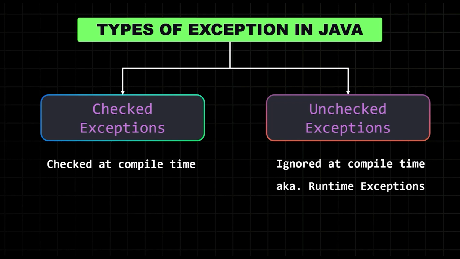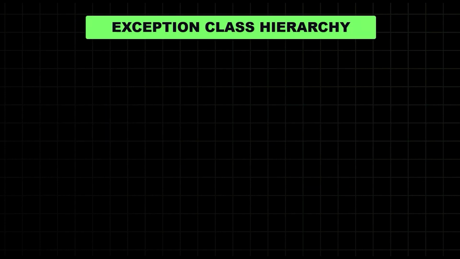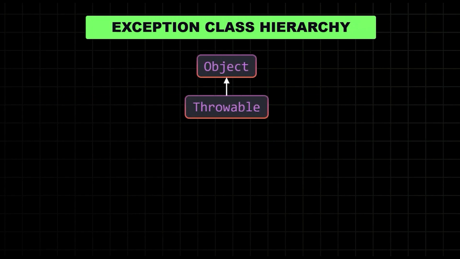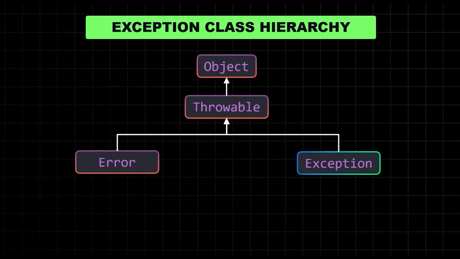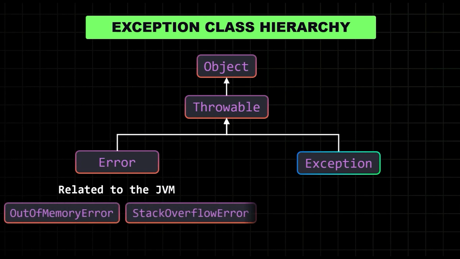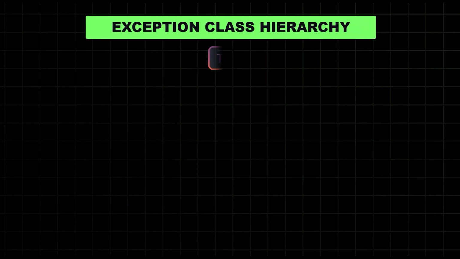But to understand them better, we must know the exception class hierarchy in Java. In Java, the throwable class provides the capabilities to allow the language to throw exceptions. So the throwable class is the superclass of all errors and exceptions in Java. The errors essentially are the problems related to the JVM, like the out of memory error, stack overflow error, etc. But one important thing to note here is you should never try to catch errors in your program. Okay, so that's errors. So now let's explore the exception hierarchy further.